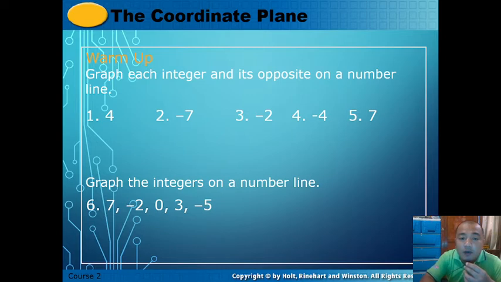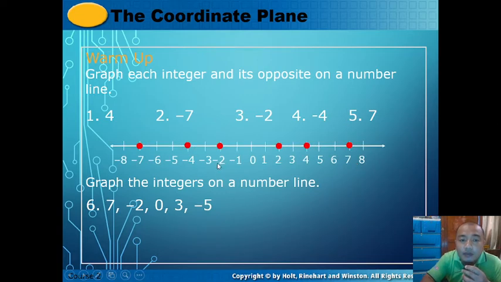So let's have here a warm up. Graph each integer and its opposite on a number line. So number 1 is 4. Then the opposite of 4 is negative 4. How about negative 7, number 2? Negative 7 here, and its opposite is positive 7.